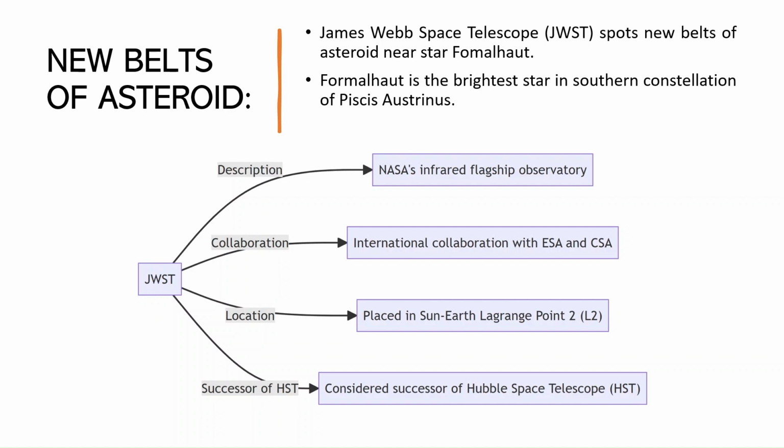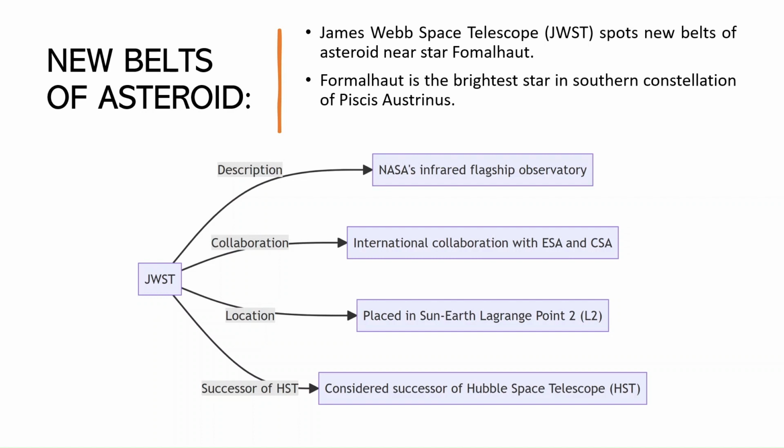Now, let's learn a little bit about Fomalhaut. It is the brightest star in the southern constellation of Pisces Australis. It is almost twice the mass and size of our sun, and it also radiates 16 times more energy than the sun, right? And talking about the James Webb Telescope, it is an infrared flagship observatory taking over from the renowned Hubble Space Telescope, which was operated by NASA in the past.